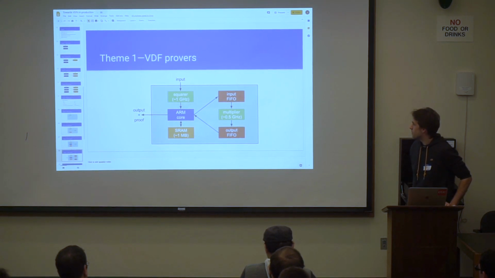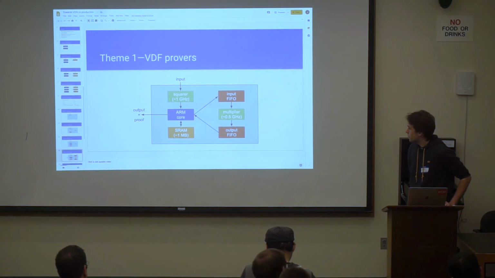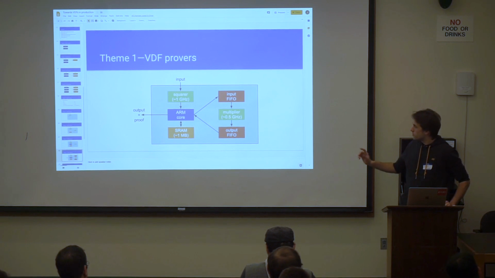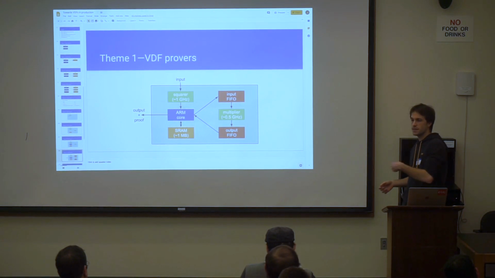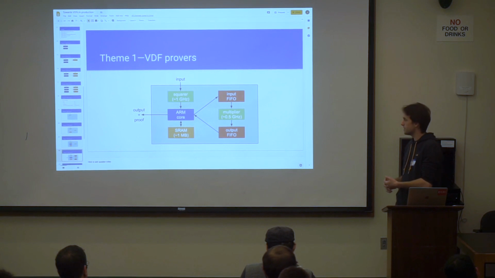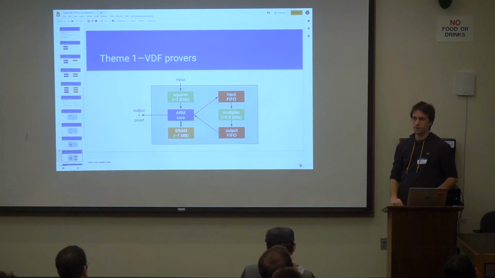And then we have a few connecting bits between the CPU and the multiplier. And one more subtle consideration when you're looking at provers is that you want to have enough parallelism in the algorithm so that you can feed the input FIFO fast enough to make full use of the multiplier.